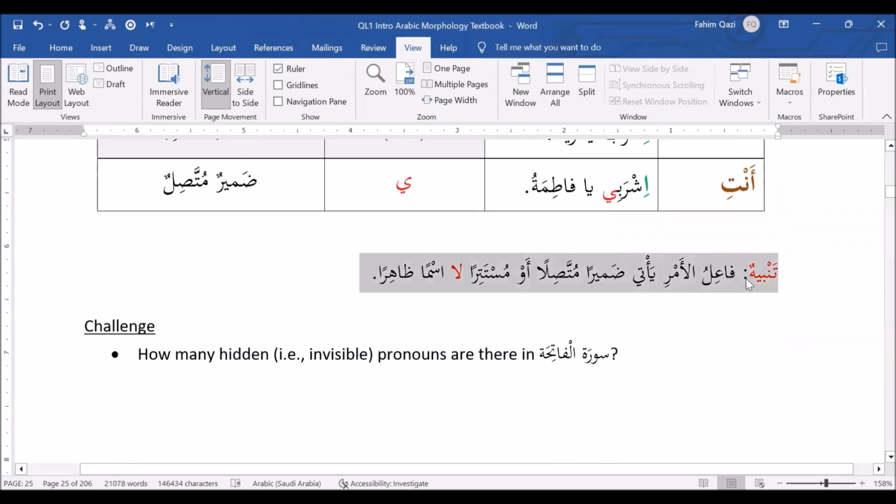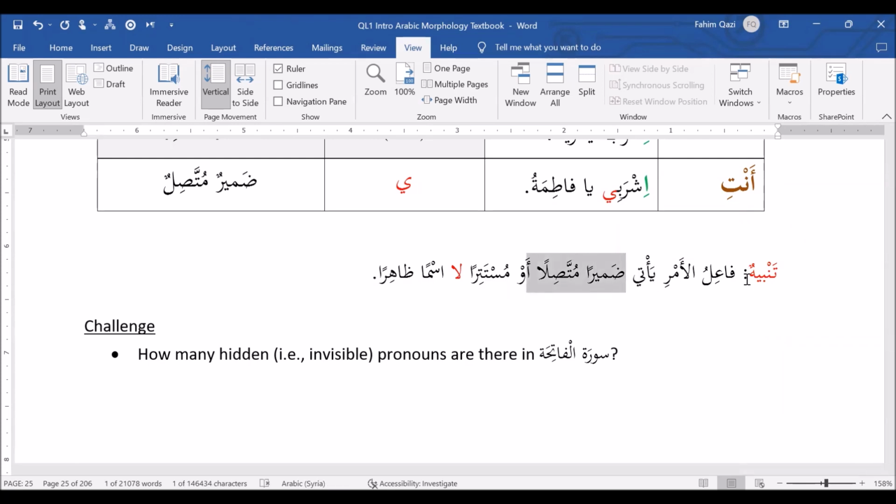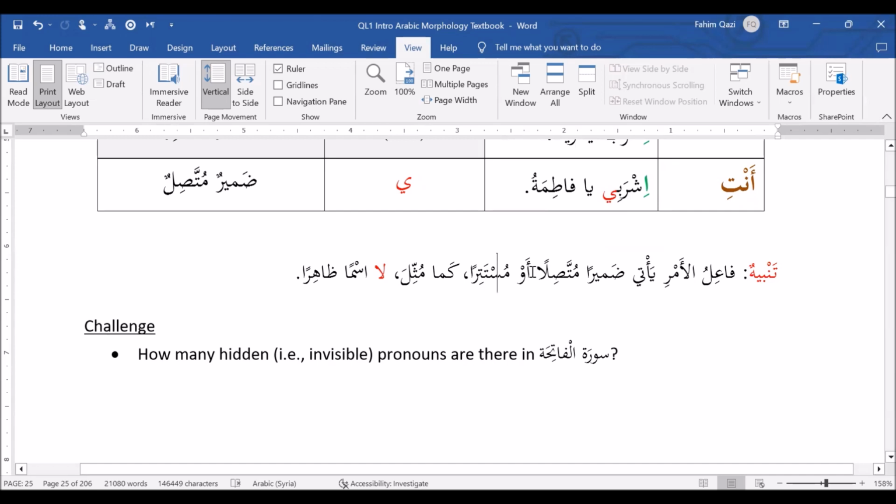تنبيه فاعل الأمر يأتي ضميرا متصلا, it comes as a connected pronoun, أو مستترا, as we saw, كما مثل, as exemplified, لا اسما ظاهرا. The fa'il of a commanding verb is never ism zahir. What's an ism zahir? Basically, ism zahir is things like Zaid, Fatima, Muslimun, a non-pronoun word. So this is an important observation and rule to note.